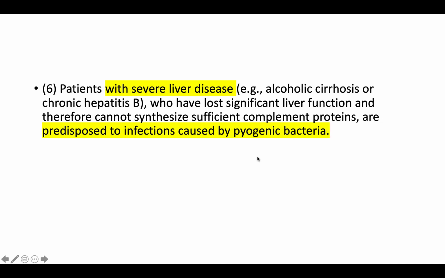Patients with severe liver disease, what would happen? Their liver function is less, so they are producing less proteins. Part of the proteins that are produced less is complement. So they will have less complement. That means they will be predisposed to infections by pyogenic bacteria. C3b will be reduced, which means your opsonization will be reduced.